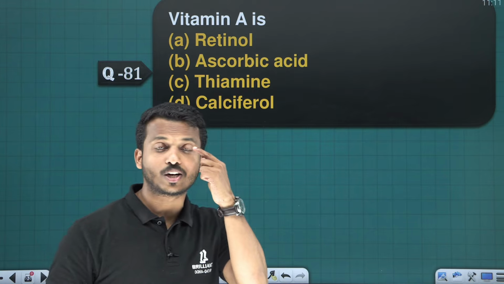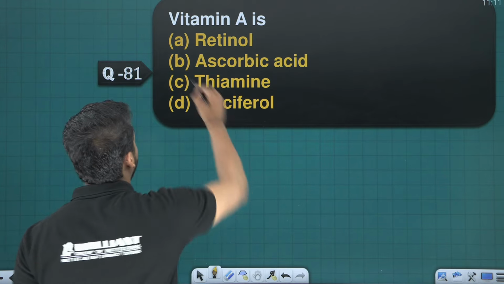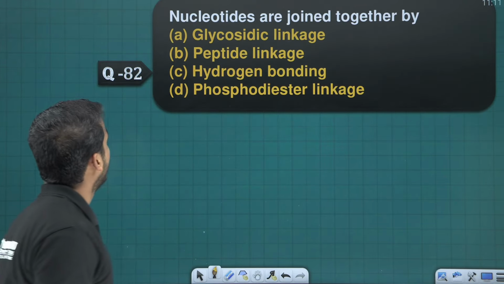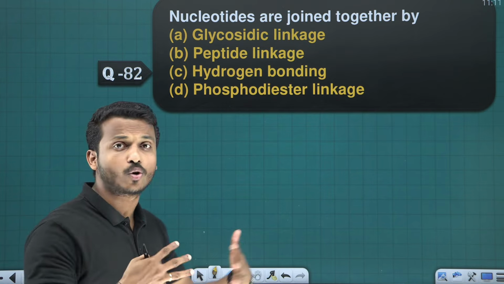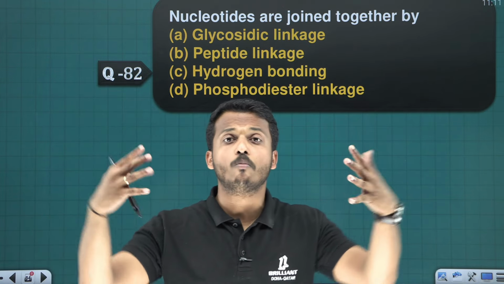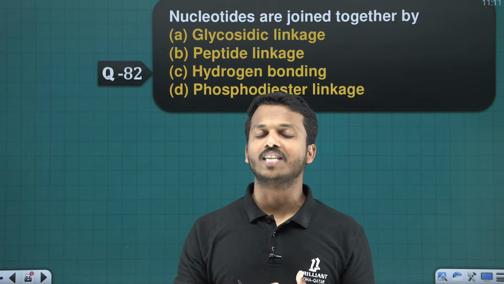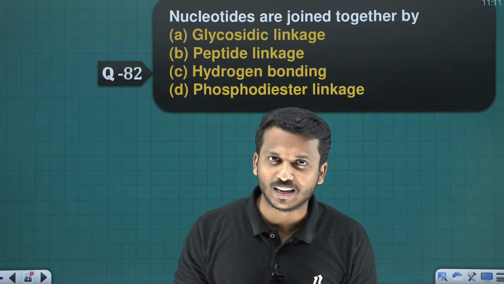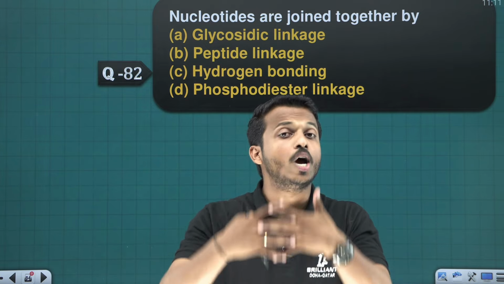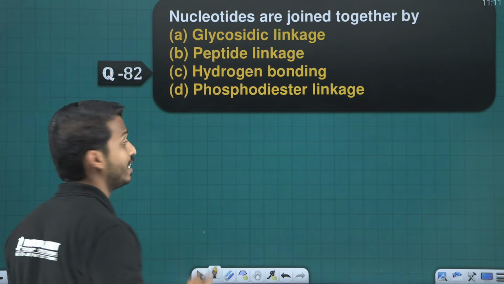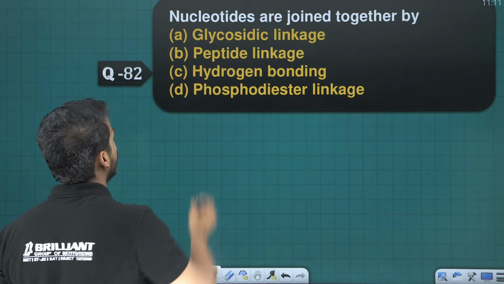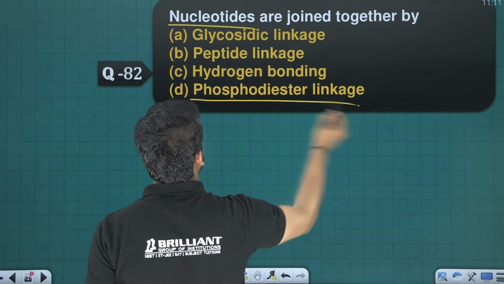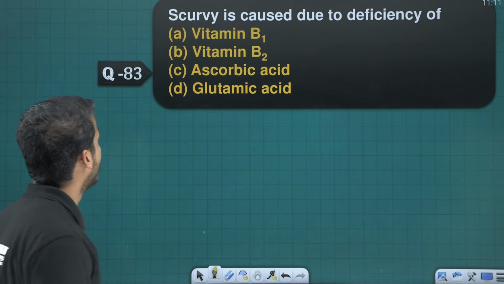Ready? Next one, vitamin A. Vitamin A is related to the eye, retina. Vitamin A is called retinol. Nucleotides are joined together by, dear: between two monosaccharides, the bond is glycosidic linkage. Between two amino acids, peptide linkage. Between two nucleotides, phosphodiester linkage. It is a type of ester linkage. So between two nucleotides we have phosphodiester linkage.